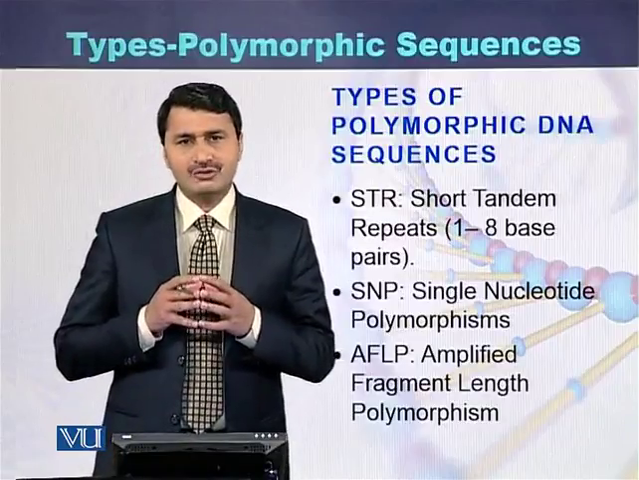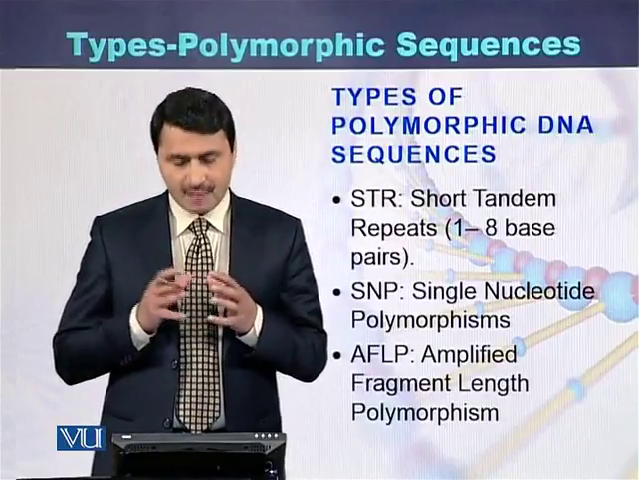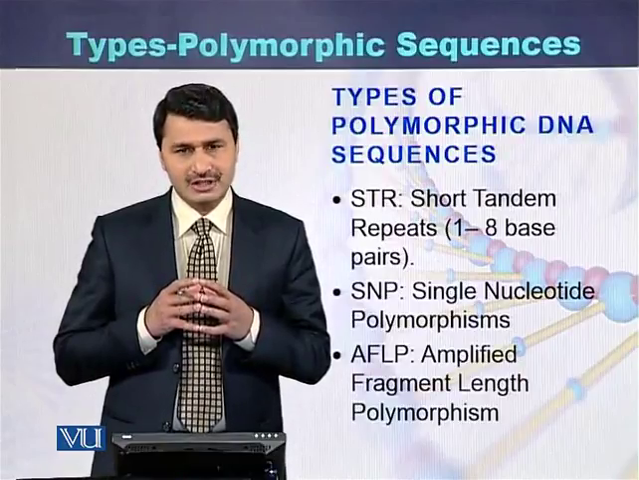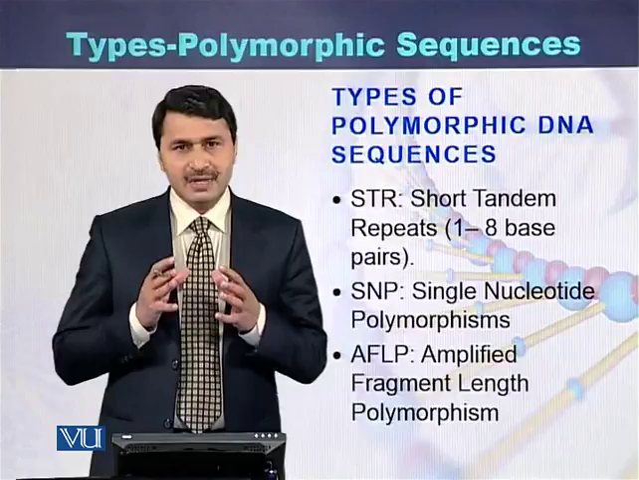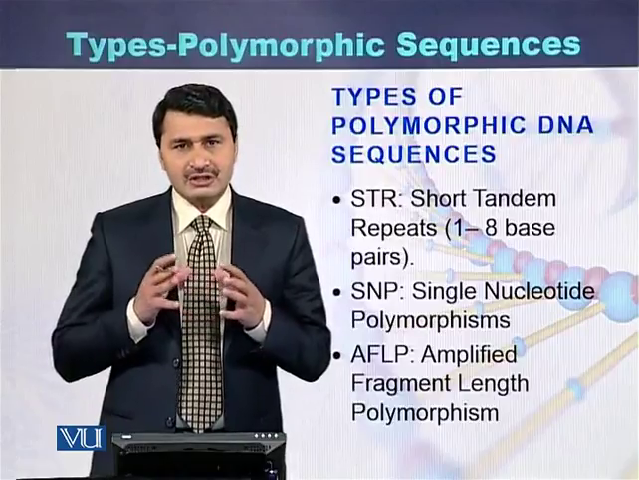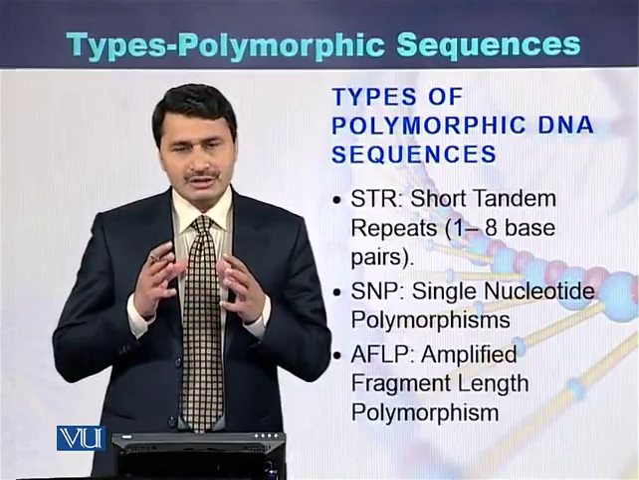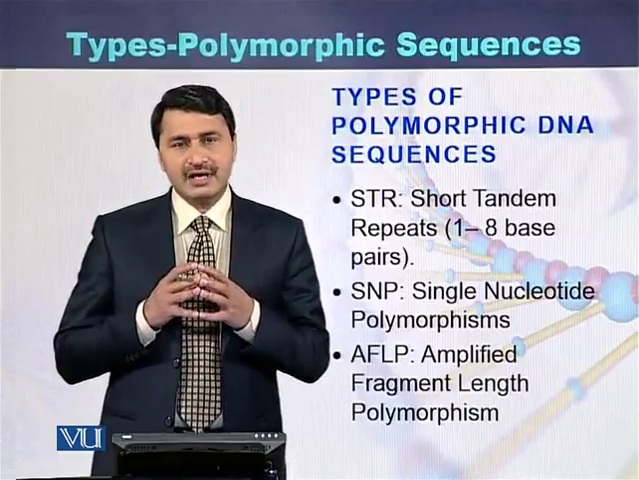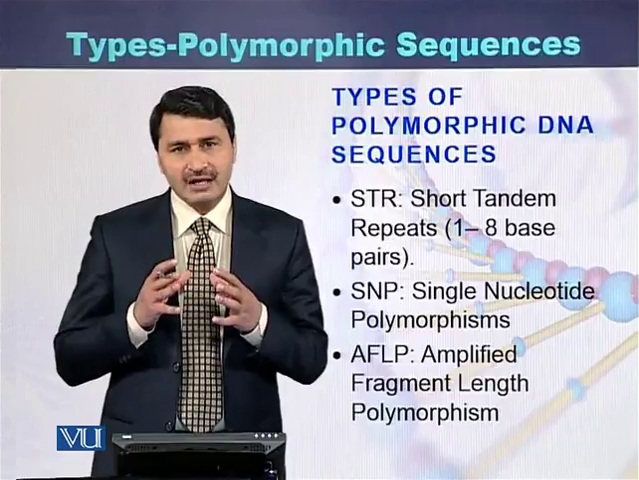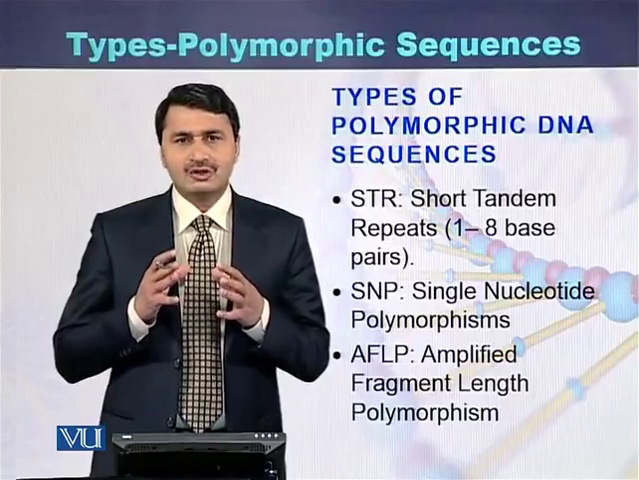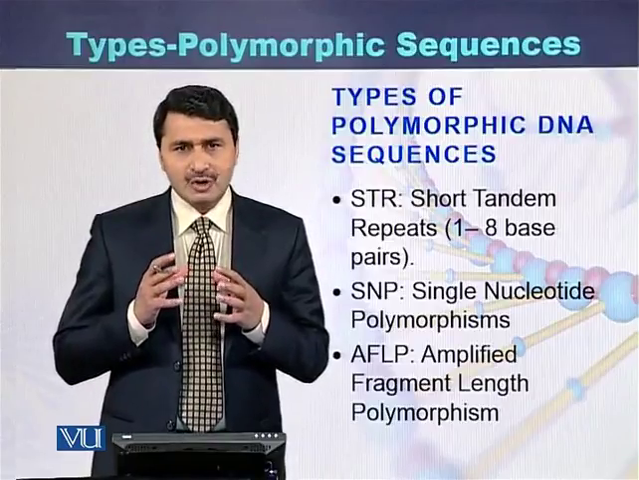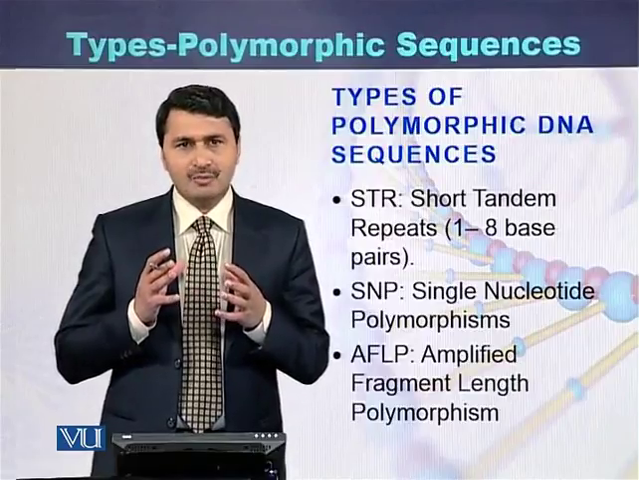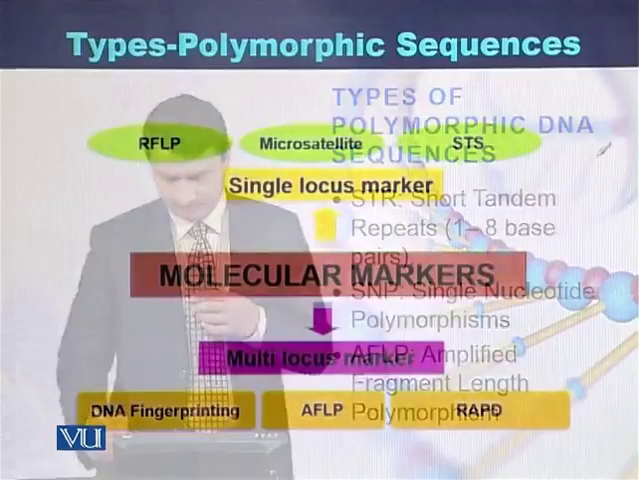Other polymorphic sequences can be in the form of STR, the abbreviation for short tandem repeat sequences. Then SNP, that is single nucleotide polymorphism, and AFLP, that is amplified fragment length polymorphism. So these are all types of genetic markers, and they are also types of polymorphic sequences.